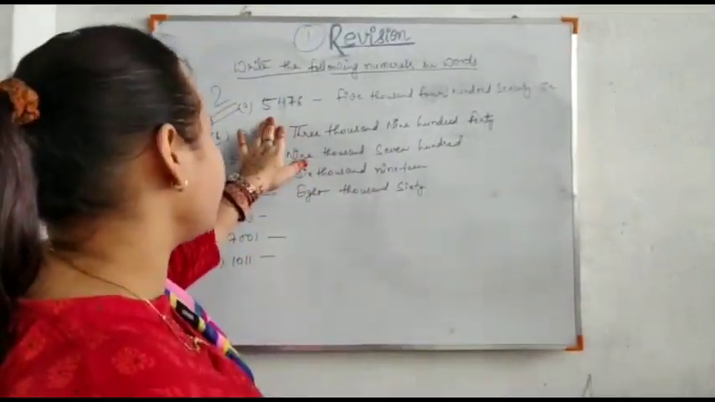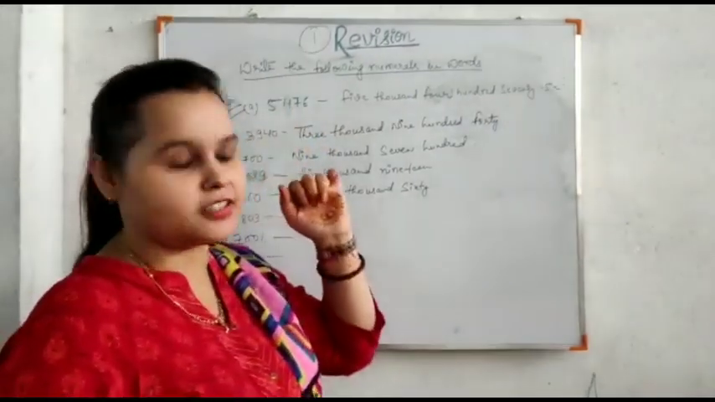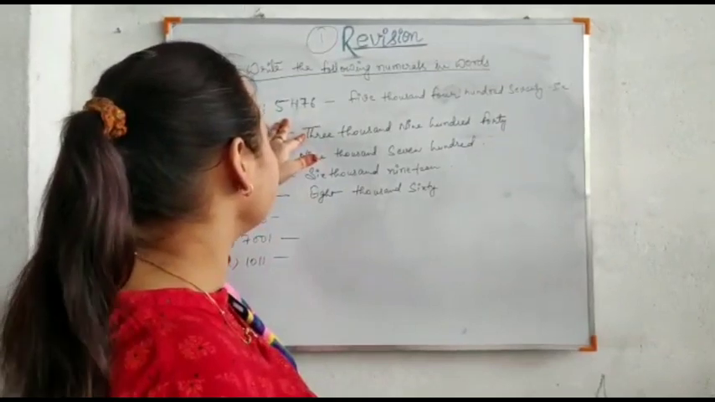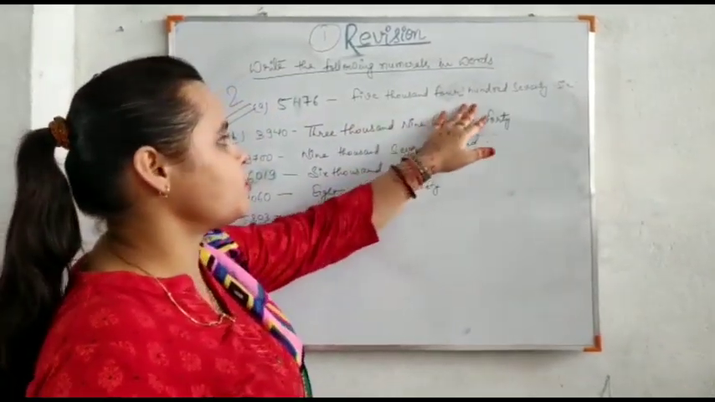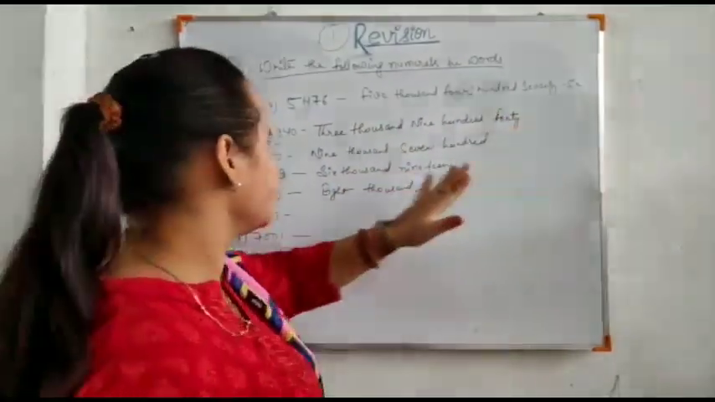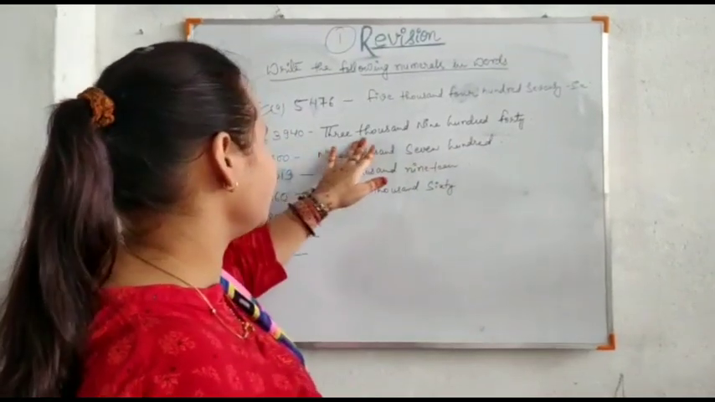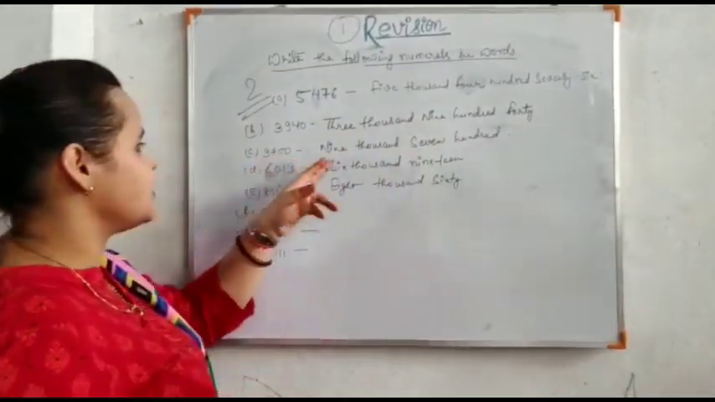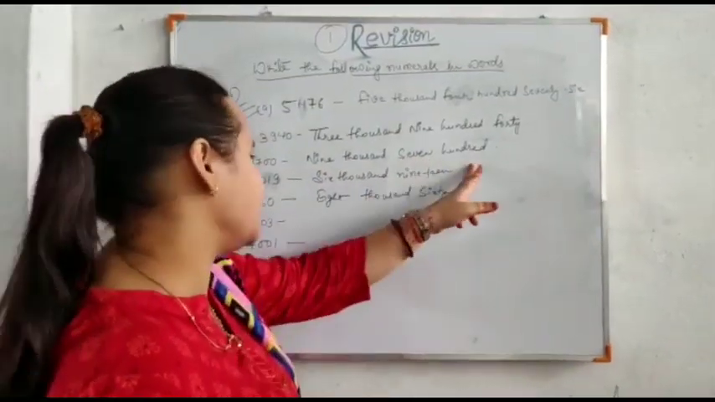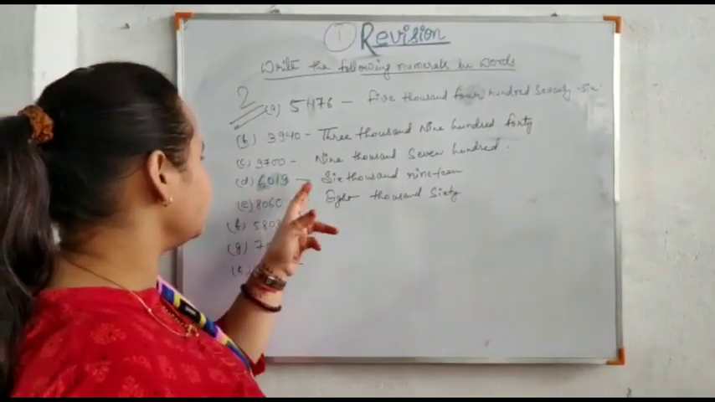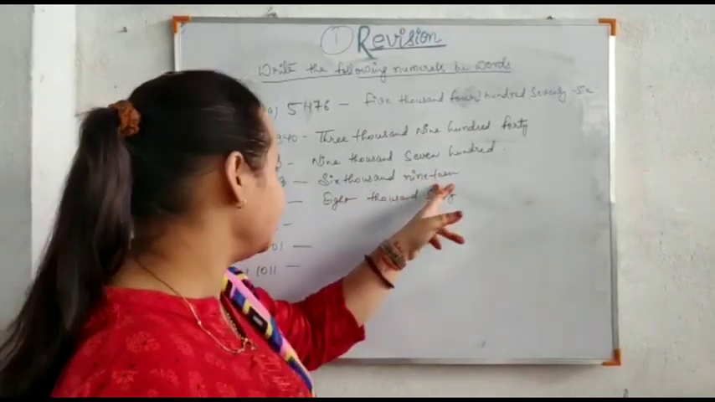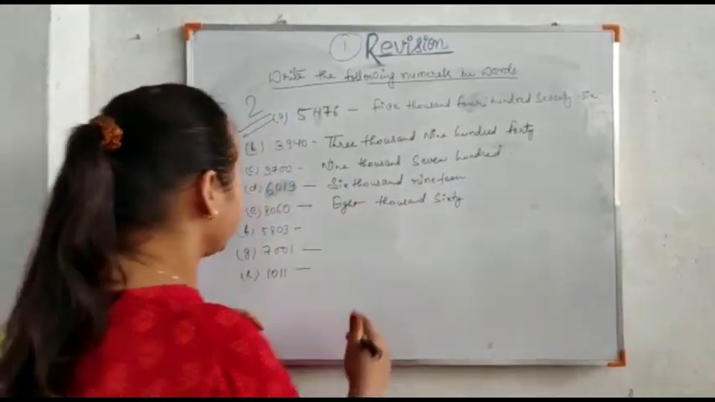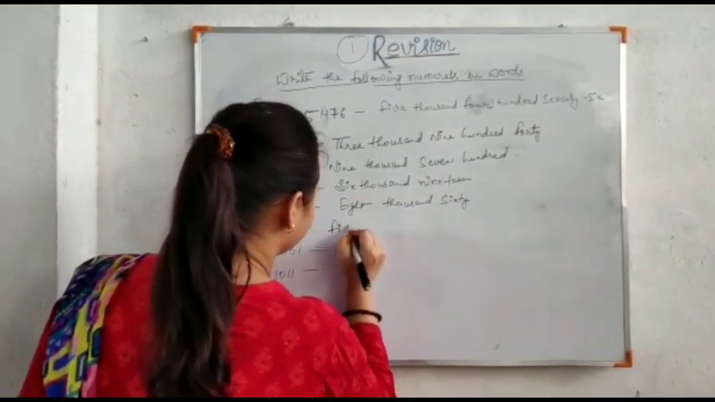First is 5476. This is numerals and we will write it in words. Second is 3940. Third is 9700 and the next is 6019. Next is 8060 and next one is 5000.